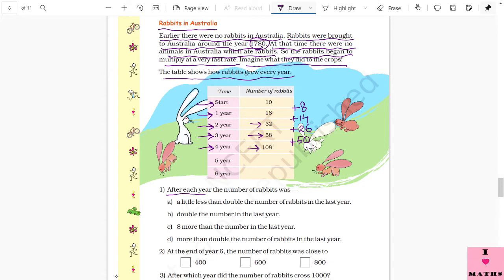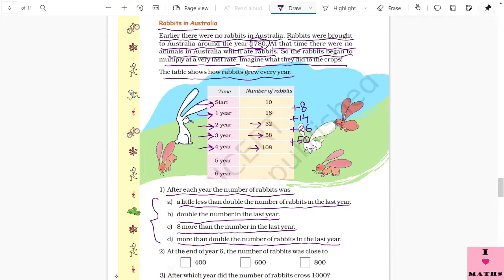So children, after each year, the number of rabbits was... These are the options which are given, and you have to select one option. Option A is a little less than double the number of rabbits in the last year. Option B is double the number of rabbits in the last year. Option C is 8 more than the number in the last year. Option D is more than double the number of rabbits in the last year.